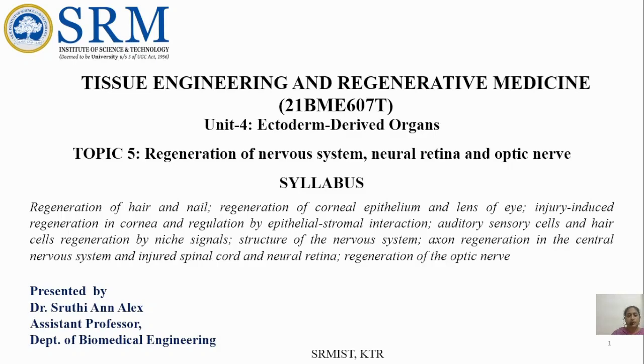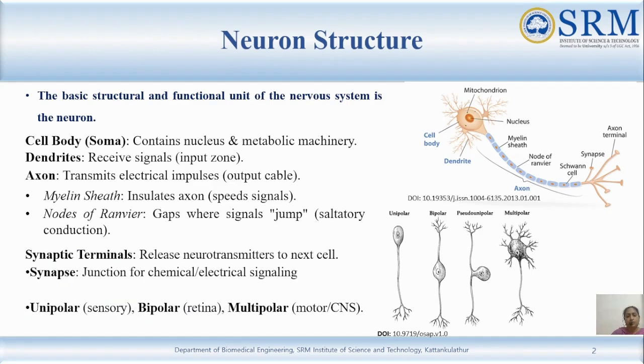And today we'll be talking about the topic regeneration of nervous system, neural retina and optic nerve. So this will be taken from the topic Ectoderm-Derived Organs, which is taken in the course Tissue Engineering and Regenerative Medicine. So first coming to the neuron structure.